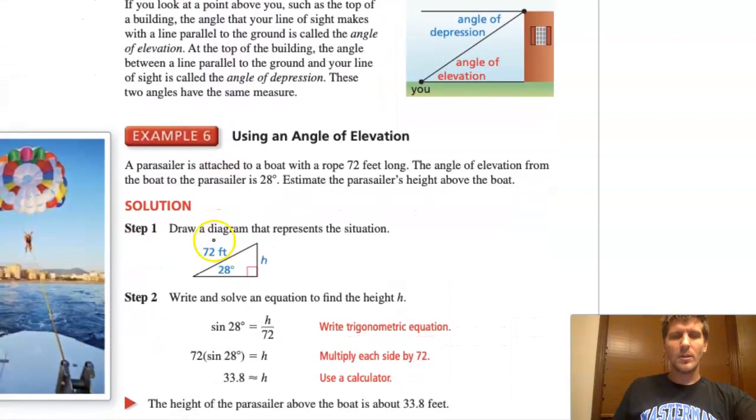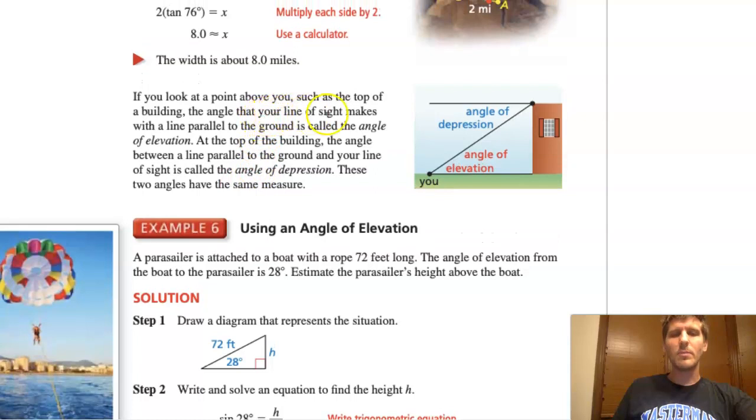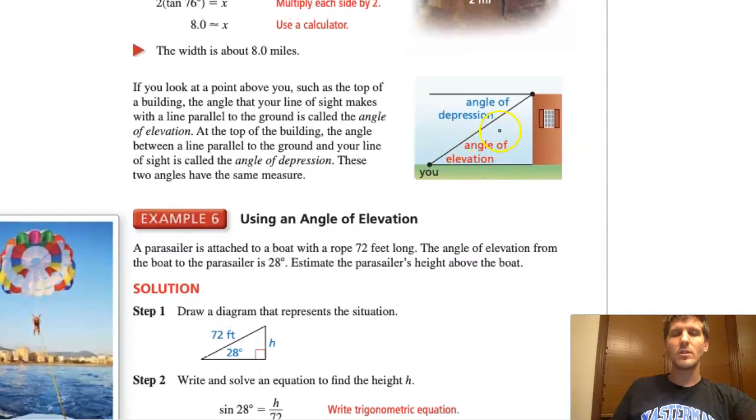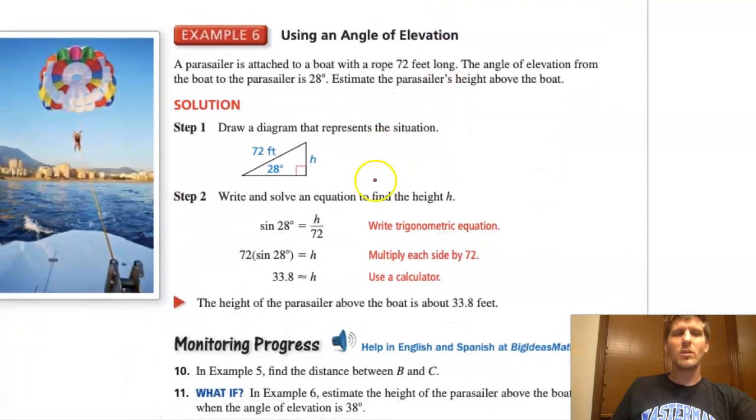Here they're talking about if you look at a point directly above you, such as the top of a building, the angle your line of sight makes with a line parallel to the ground is something called an angle of elevation. Whereas if you're looking down at something, the angle between a line parallel to the ground and your line of sight would be the angle of depression. So if I'm to draw this, here would be the angle of depression. This right here would be the angle of elevation.